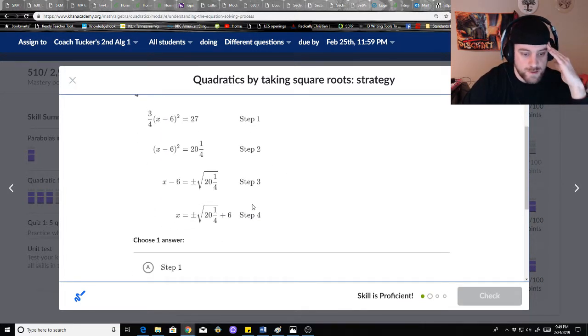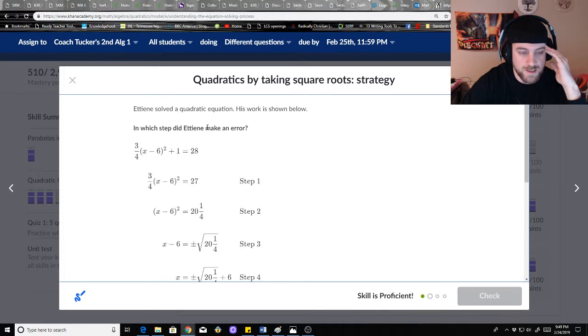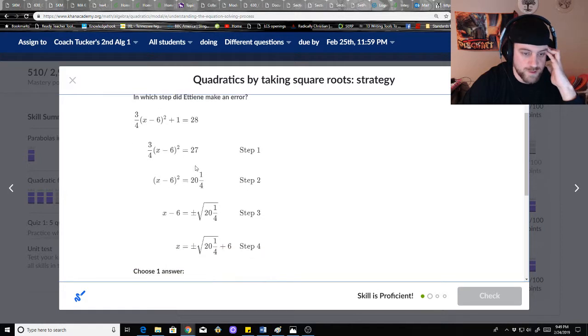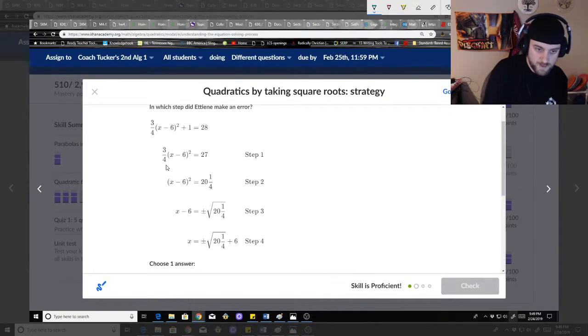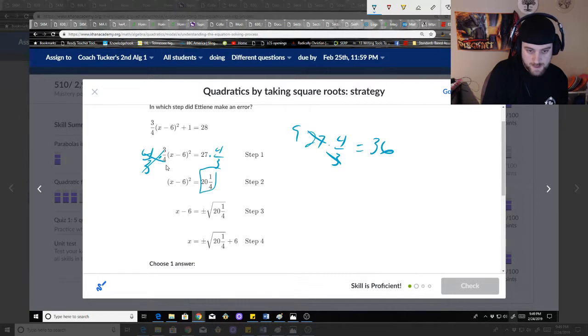Same thing here. In which step did she make an error? So if we look, subtract 1, good. Dividing by 3/4 is the same thing as multiplying by 4/3. So multiply times 4/3. Cancel, cancel. You're left with that. So 27 times 4/3. 3 goes into 27 9 times. 9 times 4 is 36. There's our issue. So step 2 is where she made the error.